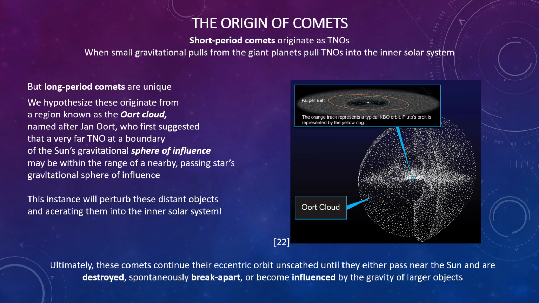So the Oort cloud is the very furthest reaches of our sun's sphere of influence. And so occasionally our sun's sphere of influence might bump into another sun's sphere of influence, which then perturbs these objects in the very outer parts of the solar system and occasionally causes them to accelerate into the inner solar system. So ultimately, these comets continue their highly eccentric orbits, sometimes unscathed until they pass near the sun, where they are either destroyed, can spontaneously break apart, or they become influenced by the gravity of another larger object and then move on to a different orbit than before.